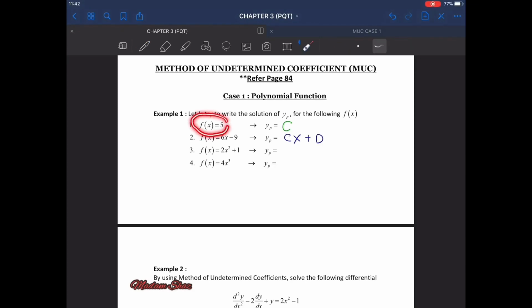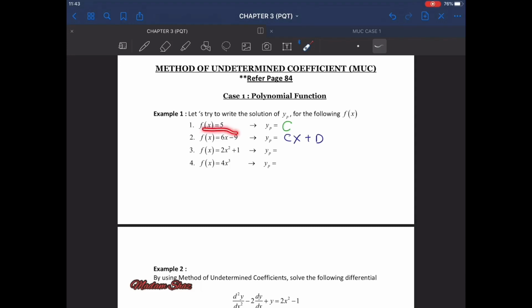Okay. Why in example 1 here, we don't put cx? Because there is no x beside the 5. But for example 2 here, your fx is equal to 6x minus 9. So the highest power of x is 1. So that's why your yp will become cx plus d.